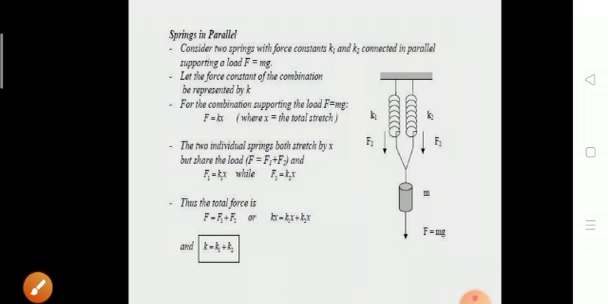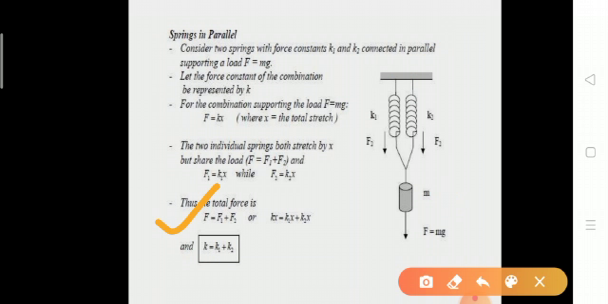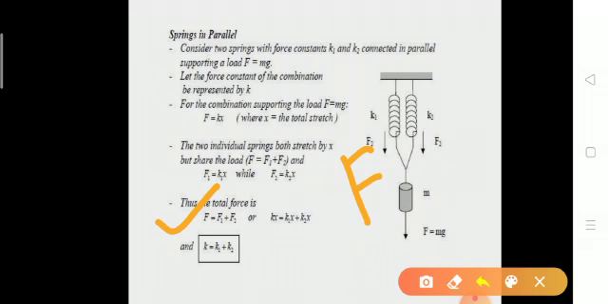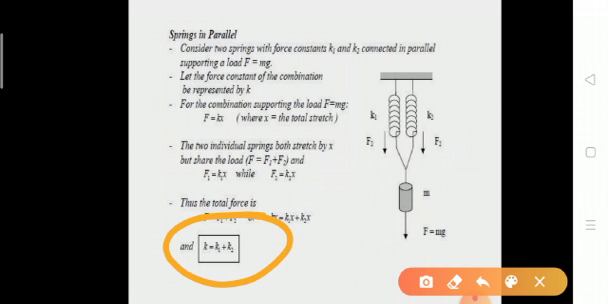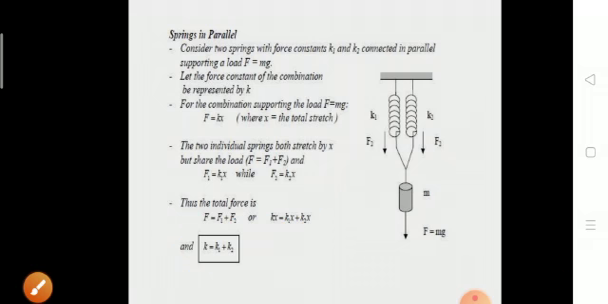So here you will get the equation F is equal to F1 plus F2, and then you put the value of force equal to k into x. So you will get your final equation, that is k is equal to k1 plus k2. It means that if you have to replace these two springs by a single spring, then that spring stiffness should be k, and the value of that k is equal to k1 plus k2.